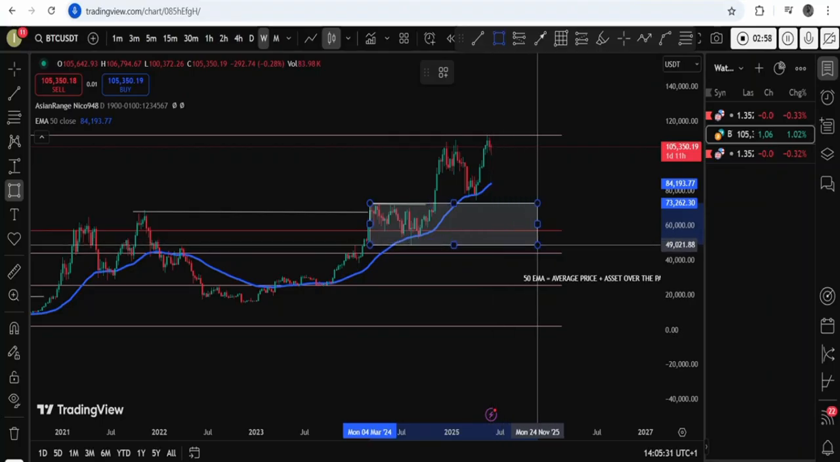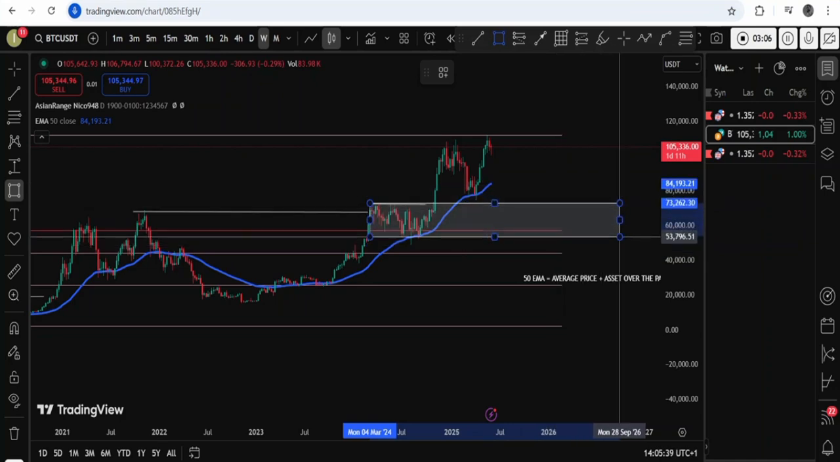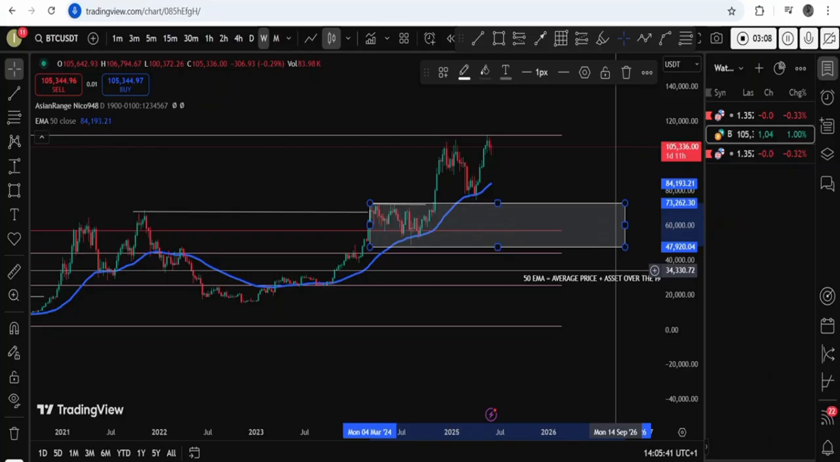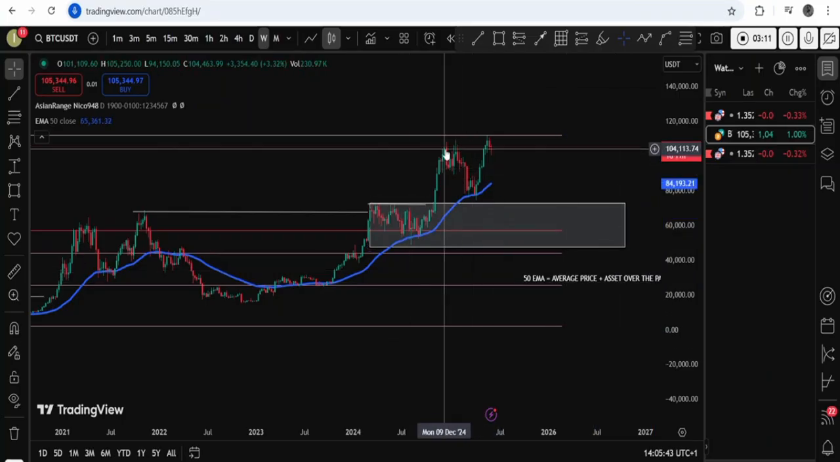Please, guys, if you don't know how to map out your key zones, you can watch my old videos to learn how to map out key zones. So now I've mapped out my key zones.